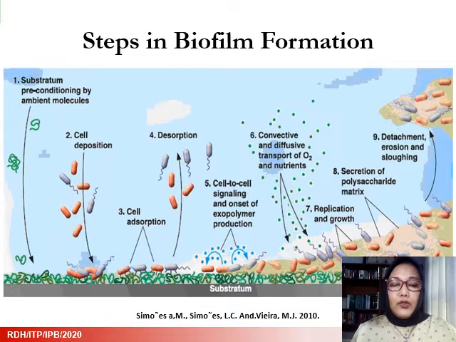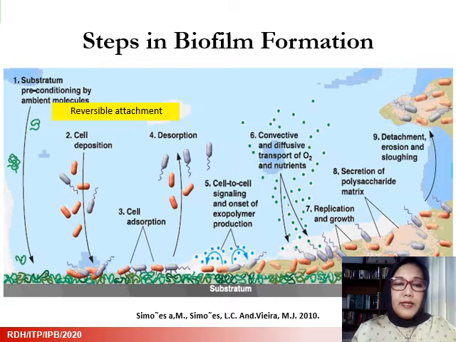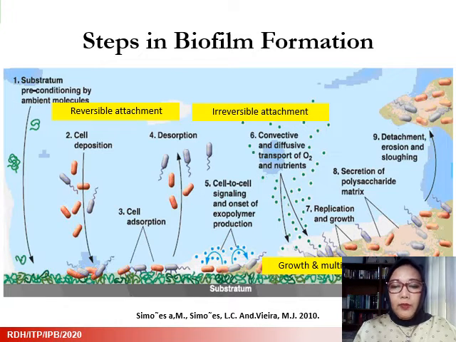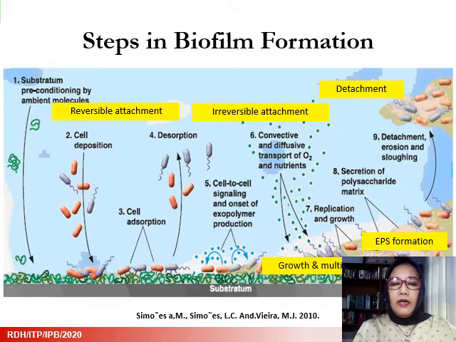This graph shows you the reversible attachment that occurs in the beginning of biofilm formation, followed by irreversible attachment, followed by growth and multiplication, extracellular polysaccharide formation, some level of detachment, and at the end you will have an accumulation of bacteria on the surfaces.